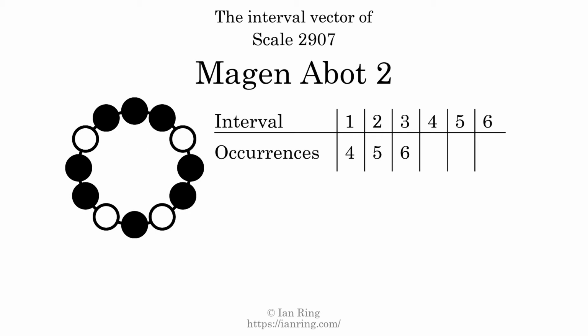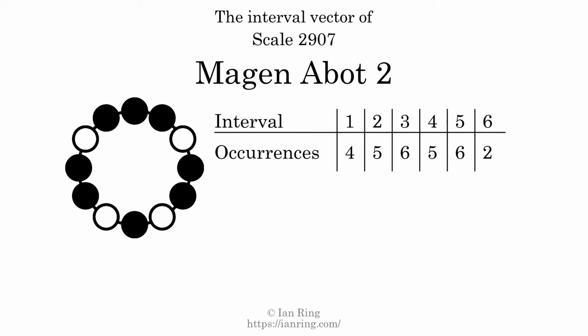There are 6 intervals with the size of 3 semitones. They are here, here, here, here, here, and here. There are 5 intervals with the size of 4 semitones. They are here, here, here, here, and here. There are 6 intervals with the size of 5 semitones. They are here, here, here, here, here, and here.